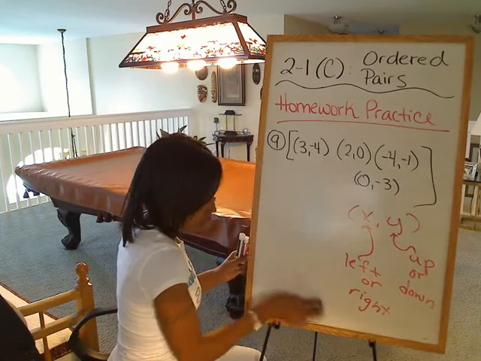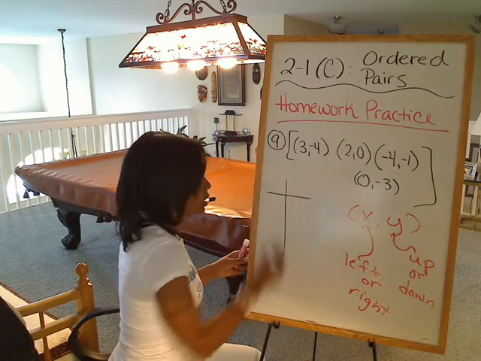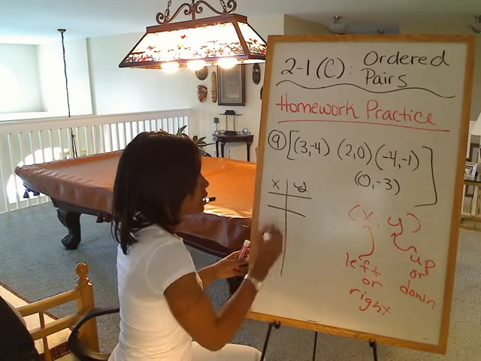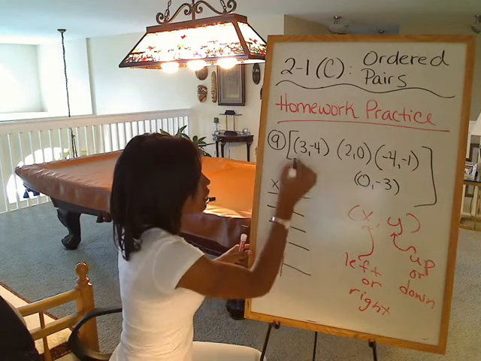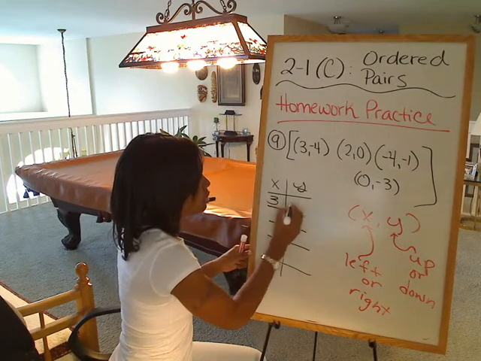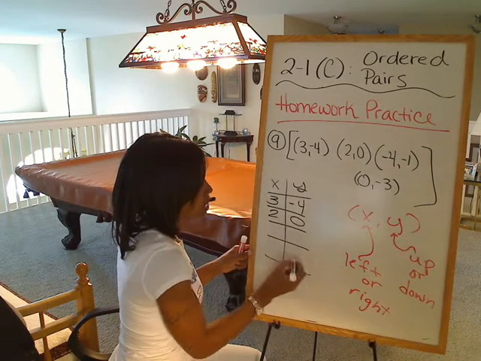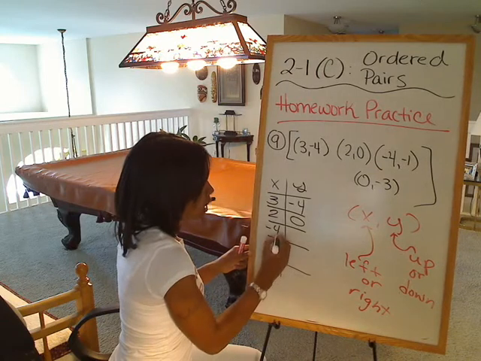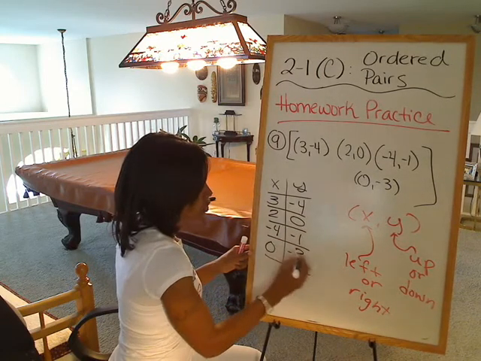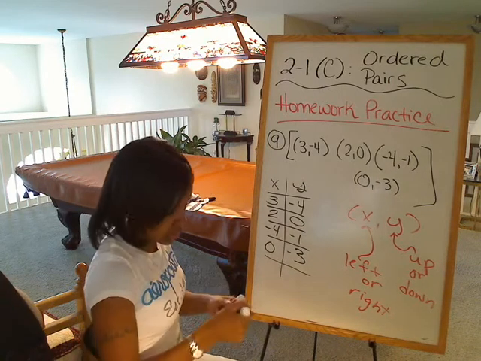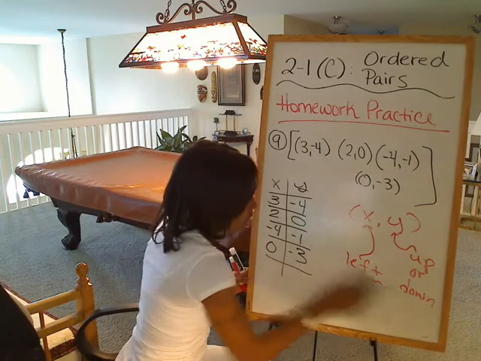The other thing they wanted you to do was to write it in the table. So like I was saying, they gave you the table with X's and Y's. And they said these are the X's, these are the Y's. And they wanted you to write these points in the table. So the first number is the X. So like for this point, the X would be 3, the Y would be -4. For this point, the X is 2, the Y would be 0. For this point, the X would be -4, the Y would be -1. For this point, the X would be 0, the Y would be -3. Just that simple. And they ask you to write the domain and range.